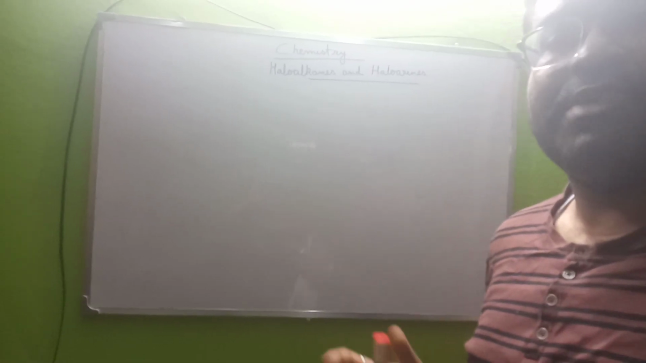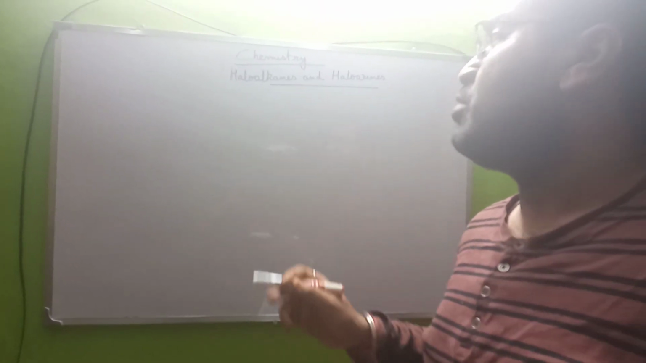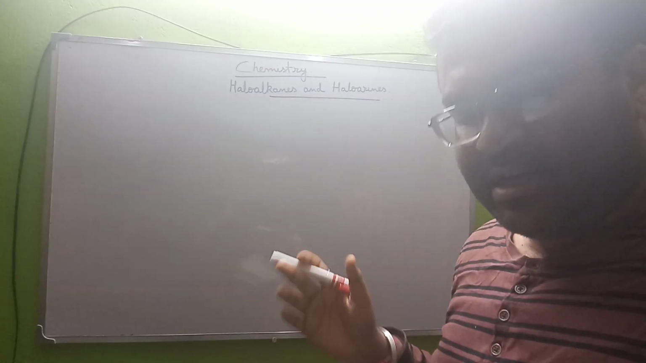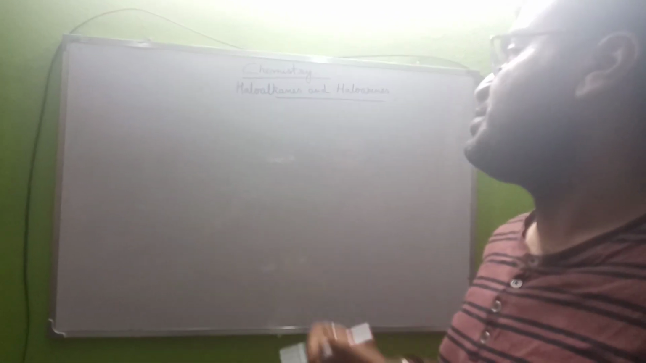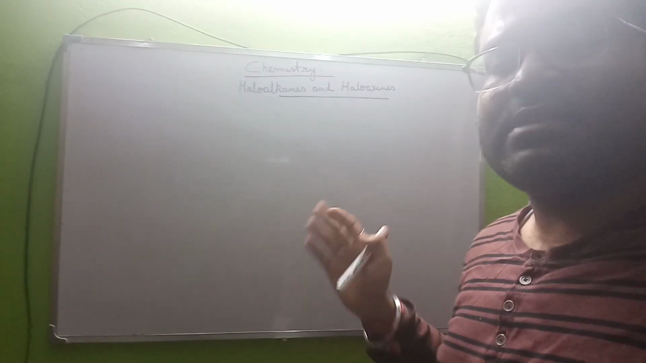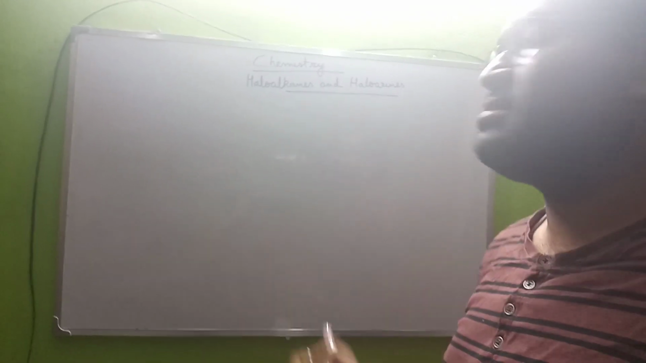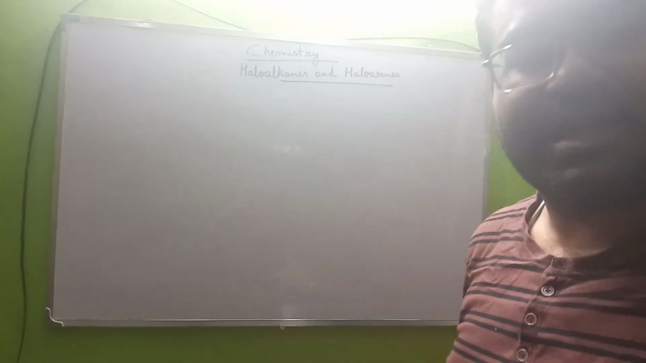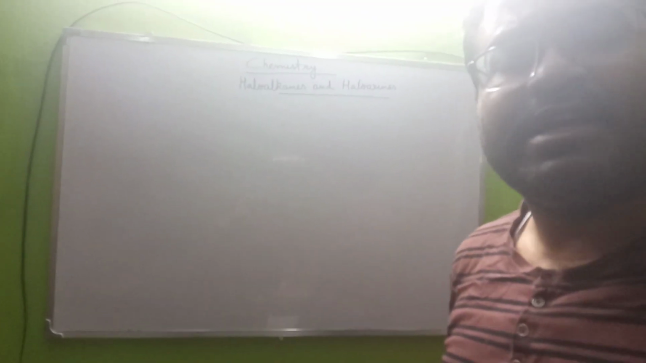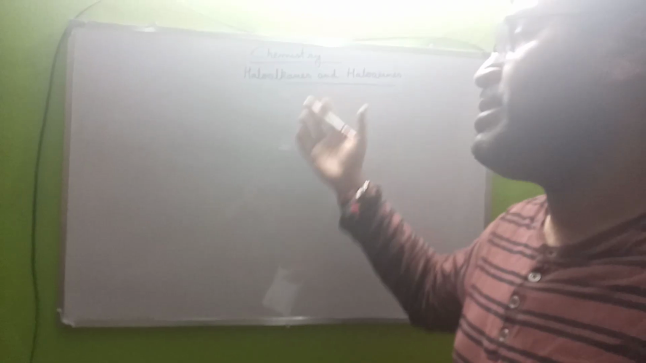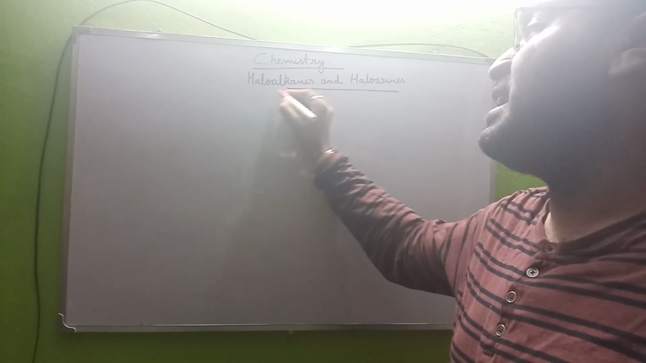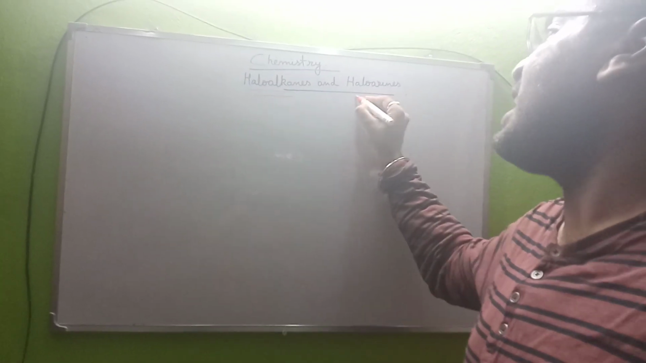Good evening. Today we are going to discuss the topic haloalkanes and haloarenes. Before I go to this topic, I want to say that already in class 11 we have learned what alkanes, alkenes and alkynes are. Apart from this, we have also seen benzene and aromatic compounds. So today we will be talking about the derivatives of alkanes, that is haloalkanes and haloarenes.